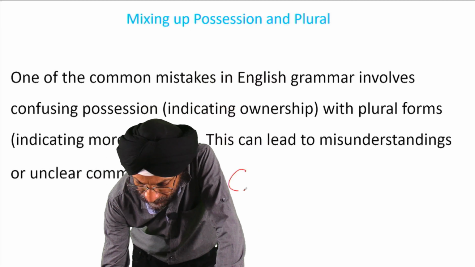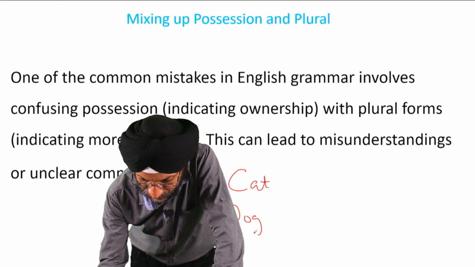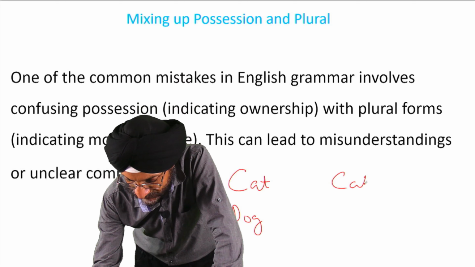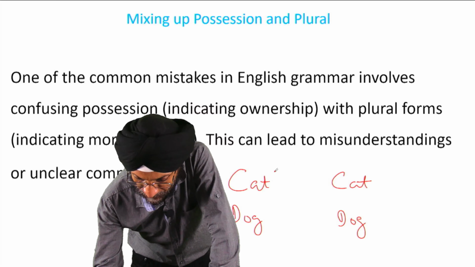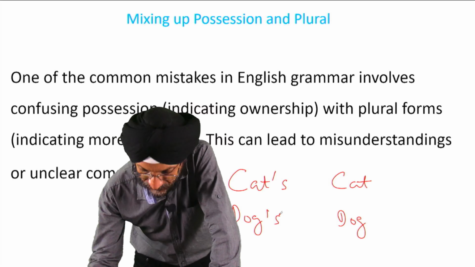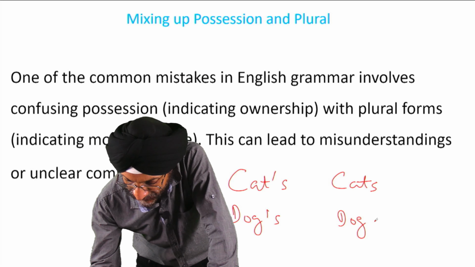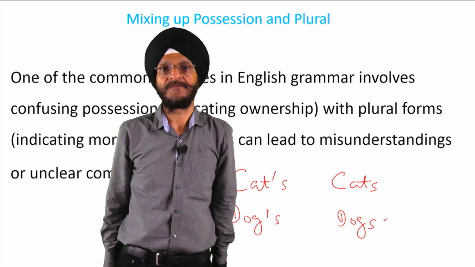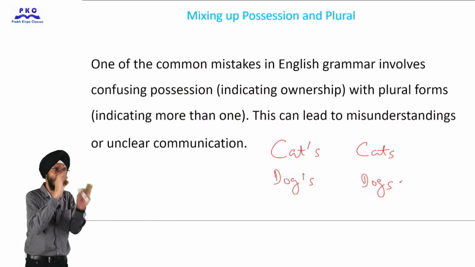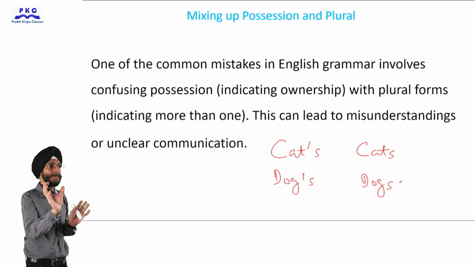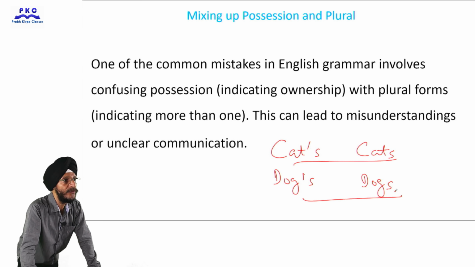Suppose we write a word, cat, and another word, dog. We write both these words twice. In one, we write apostrophe s: cat's, dog's, and in the other, we put simply s: cats, dogs. So, what is the difference between these two, cat's and cats? Though while speaking, both are the same, there is a difference between these two words.